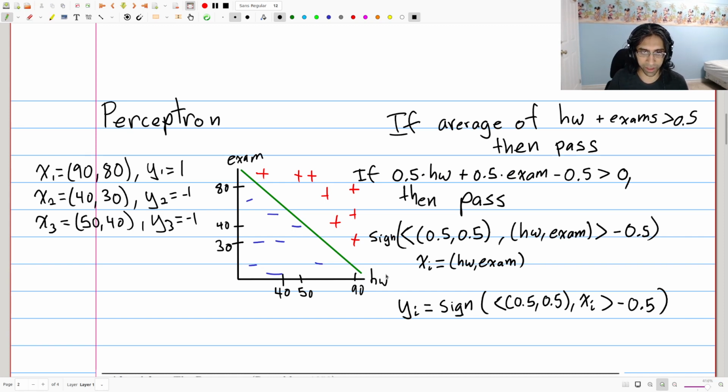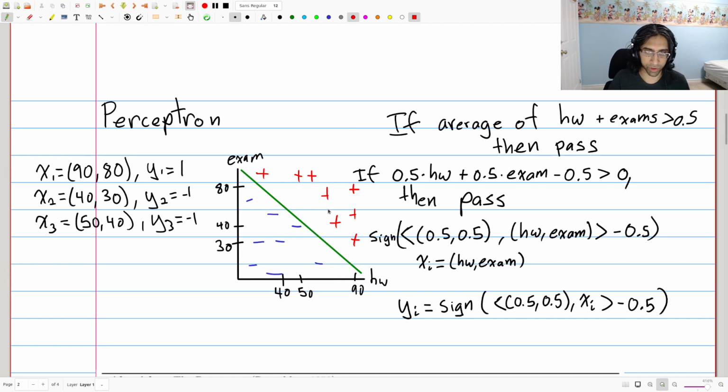Furthermore, we make the assumption that the labels are deterministically generated, by a process like this. In the sense that we're never going to have, say, a blue thing on this side of the line, and we're not going to have a red thing on the other side of the line.